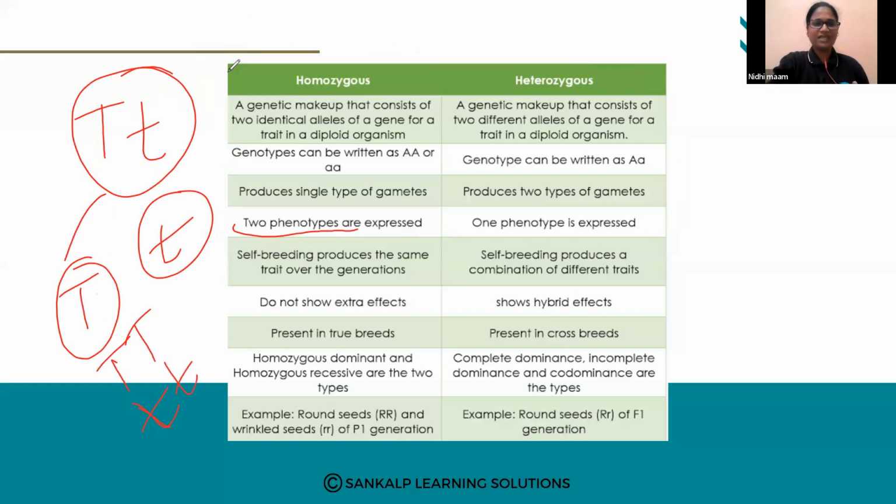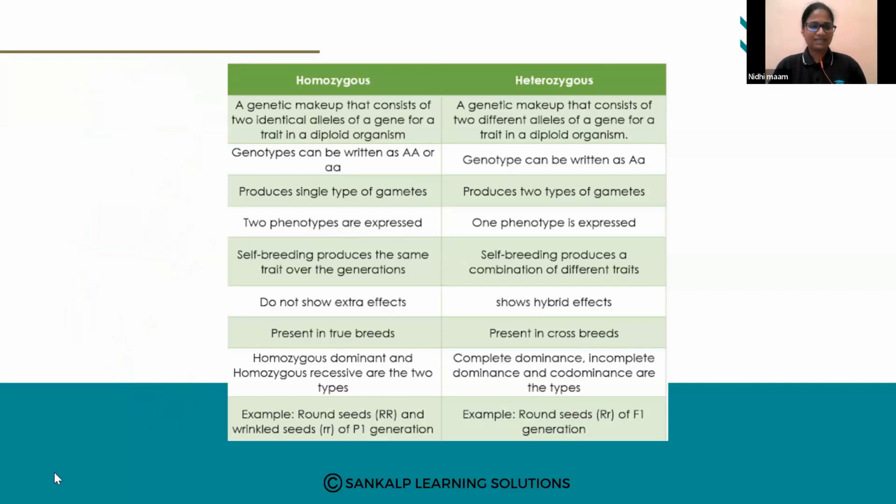But when it is a heterozygous condition, Tt, only tall will be expressed, because tallness is the dominant one, right? So that you can write. Okay, like this you have to write the answer. Let us proceed to the next question.